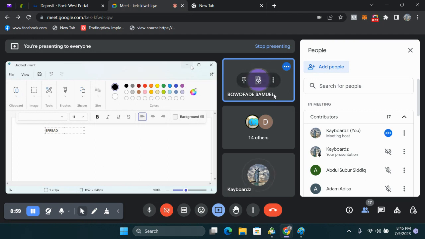You said? 30 cents. If you are using 0.1 lot size and you are down by 3 pips, that will be 30 cents.